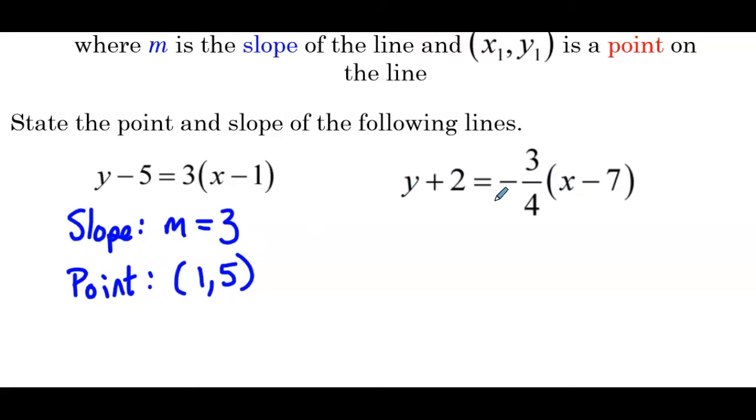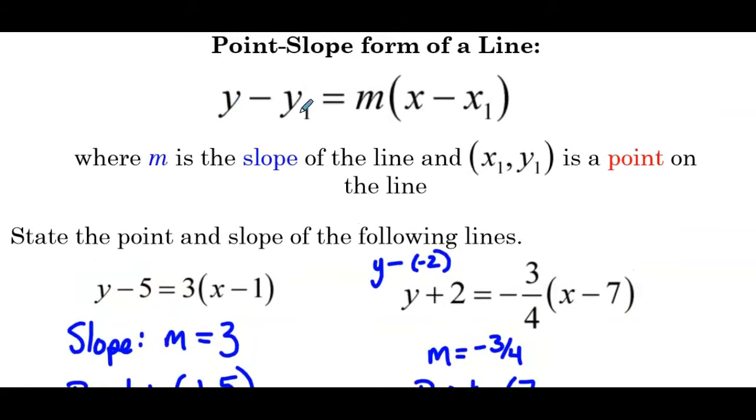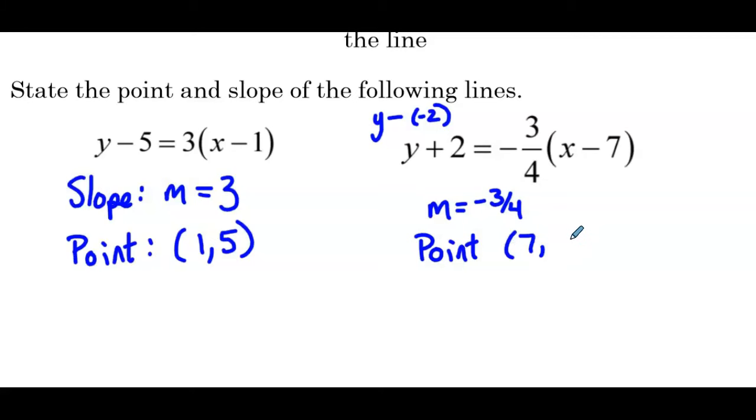Now if we look at our next example, y plus 2 equals negative 3/4 times x minus 7. So our slope is negative 3 over 4, and our point, so x minus 7 means the x-coordinate of this point is positive 7, and then y plus 2, we can think of this as y minus negative 2, so that the form matches up above, right, where we have subtraction. So then the y-coordinate of the point is going to be negative 2.